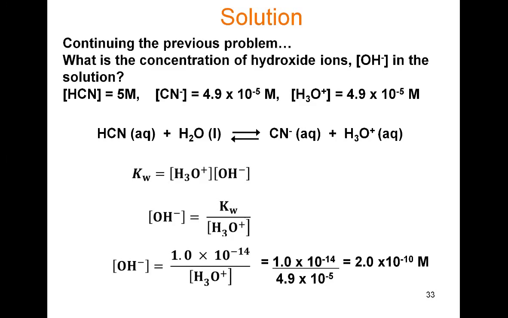So the calculator answer is 2.0408 times 10 to the negative 10. We have 2 sig figs in the numerator, 2 sig figs in the denominator, so we keep two sig figs. And so we round to 2.0 times 10 to the negative 10. And don't forget to add the unit of capital M for molarity.